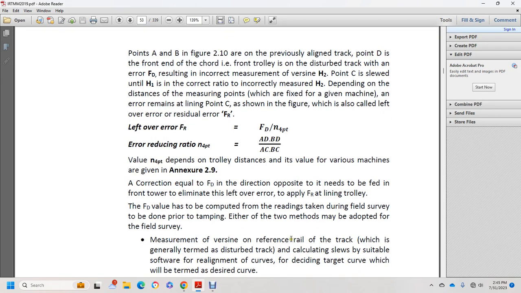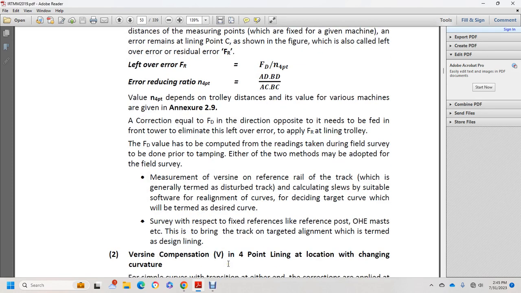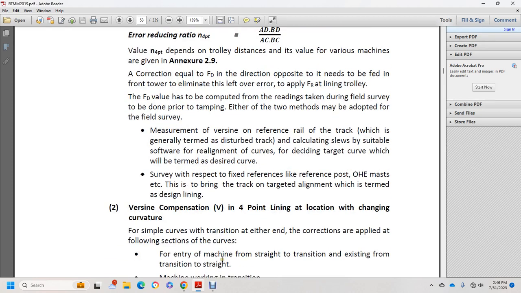The FD value has to be computed from readings taken during the field survey before tamping, with either of the two methods adopted for the field survey. They measure the first line with reference to the versine of the track, which is generally termed the disturbed track, calculating a solution by suitable software to realign the curve and deciding the target of the curve to be determined with the desired curve. Or a survey with respect to a fixed reference, like the OHE mast, except for the ring force of the track, with the targeted elimination alignment determined by the designed lining.